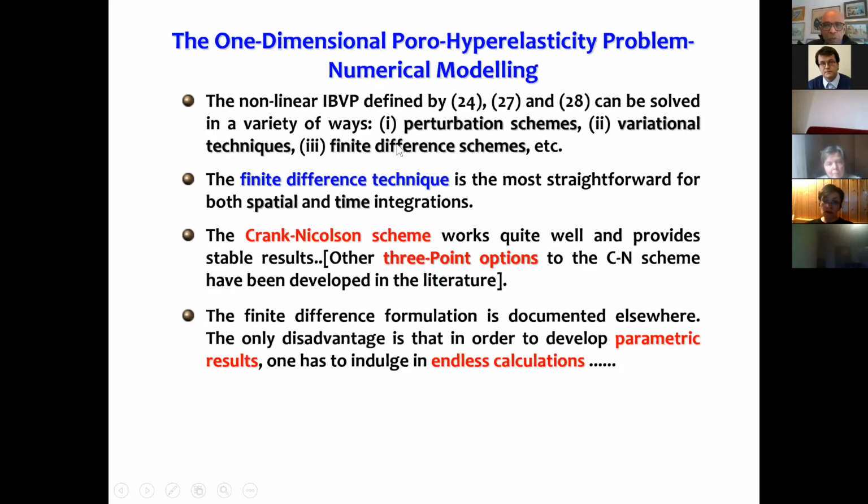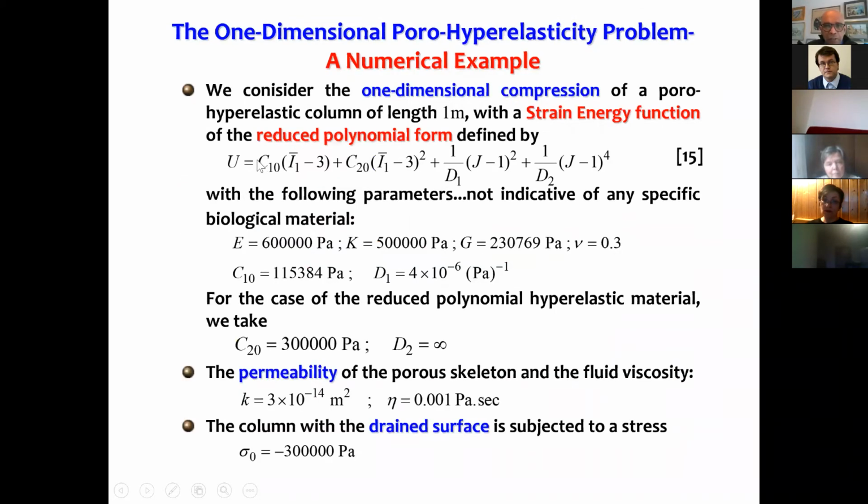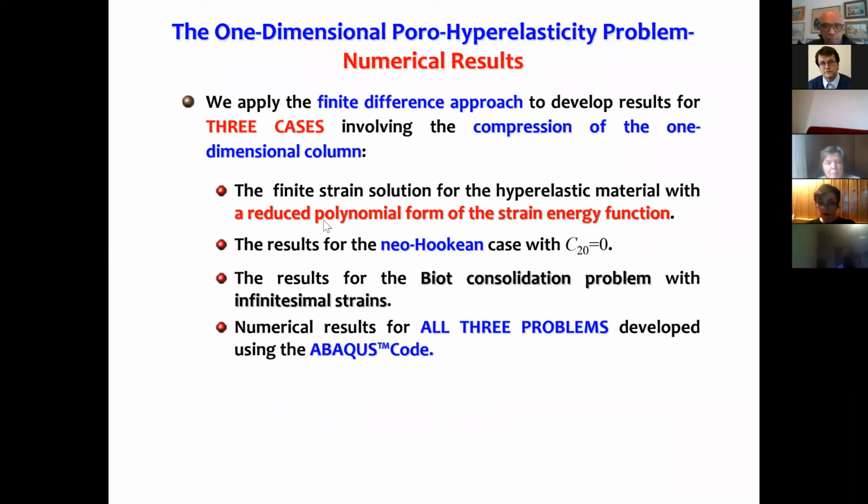So we use the one-dimensional case. So these are the strain energy functions. The parameters that I use, I can obtain from the literature. Permeability values are there, the viscosity is known, the column is such that the fluid pressure is allowed to diffuse to 0 at the surface there. I apply a stress there. This is just as a calculation exercise rather than as a potential application for any realistic situation, but it shows that the method works. So we get the numerical results using this finite difference scheme.